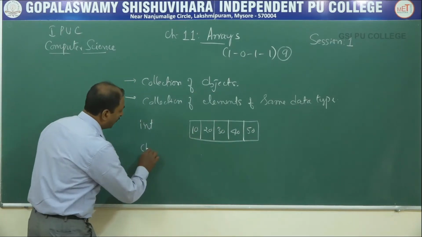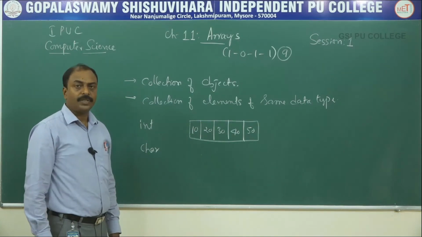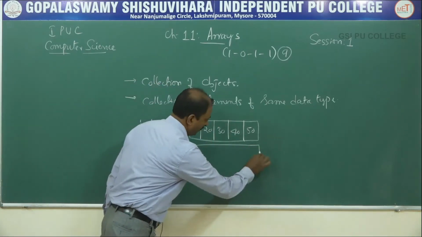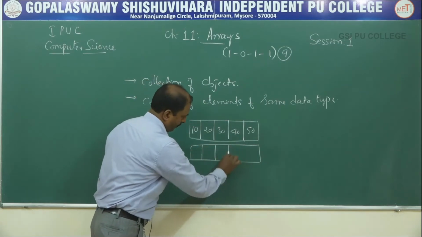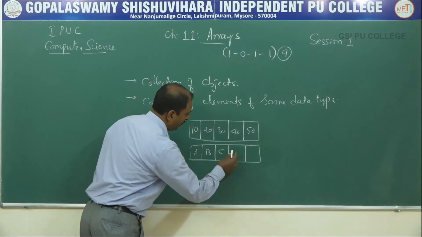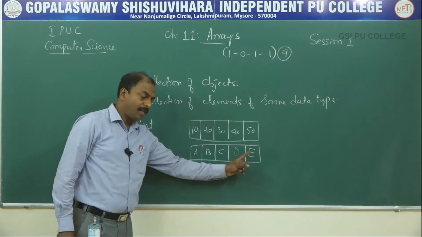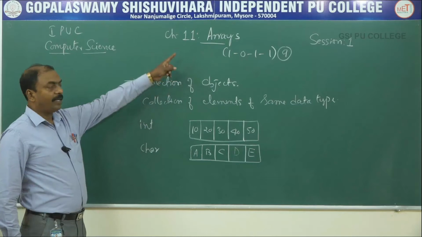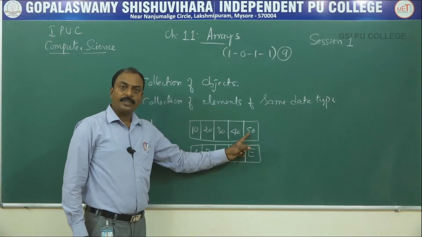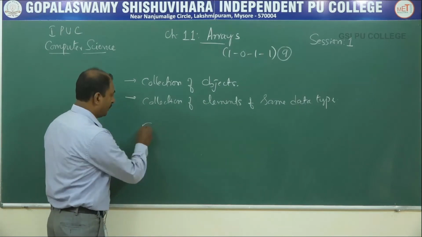Similarly, you can also have a character array where all the elements are of the data type character. For example, here I can store the characters A, B, C, D and E. These are all the elements of the data type character. So what is an array? Array is nothing but a collection of objects or collection of elements of similar data type or of one data type.